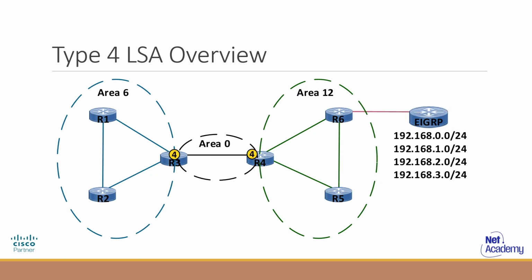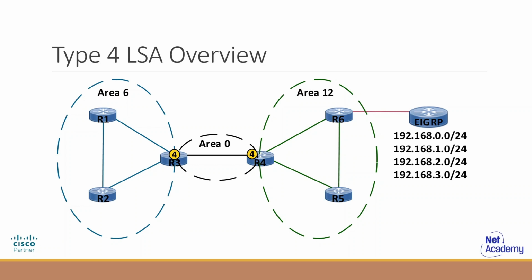That brings us to Type 4 LSAs. We generate one of these per ASBR on the ABR. So the Type 5s are generated on the ASBR, one per prefix. The Type 4s are generated on the ABR, one per ASBR. In this case, we just have a single ASBR. We just generate one Type 4. One gets generated on R4 into Area 0. One gets generated on R3 into Area 6.